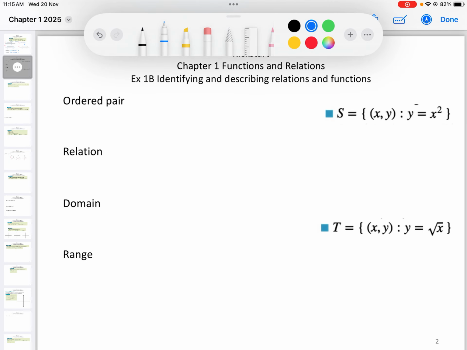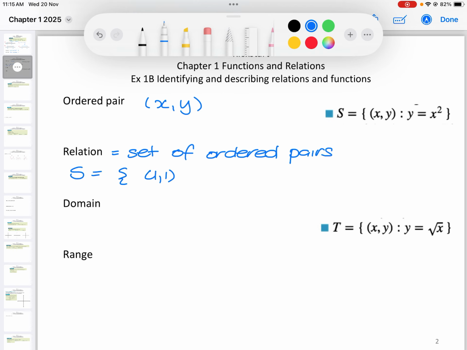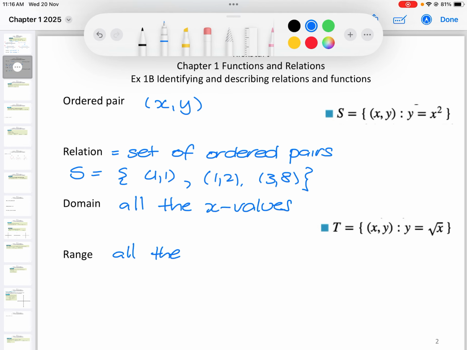We're going to look at what an ordered pair is, and an ordered pair is just a set of two numbers, x coordinate, y coordinate, and a relation is a set of ordered pairs. So it could be something like the set of (1, 1), (1, 2), (3, 8), etc. Our domain, we know from units 1 and 2, is all the x values, and the range is all the y values.